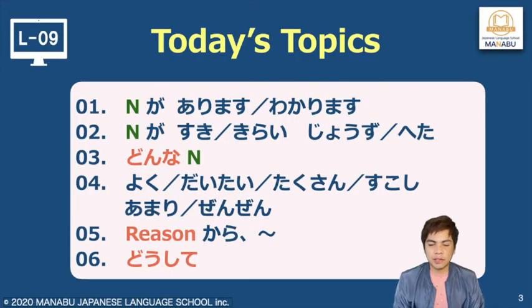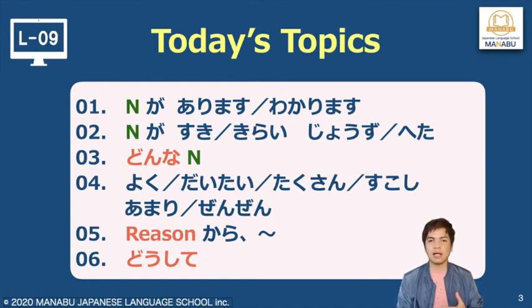Okay guys, let's have a short recap. Today's topics, we discussed the object "ga arimasu." So remember the particle "ga." The use of the particle "ga" is "object ga arimasu." Next, "object ga wakarimasu" or "noun ga wakarimasu." You attach the particle "ga" to the words that you understand.